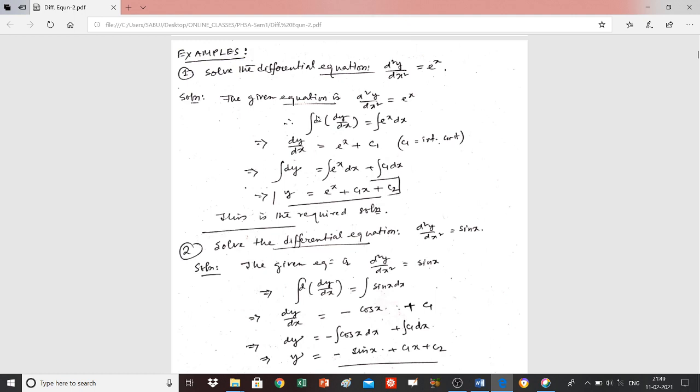And since the second order differential equation has the differentiation of the dependent variable with respect to the independent variable of order 2, in this case two constants will be found. So this c1 is one constant and c2 another constant. So two constants are also found here.